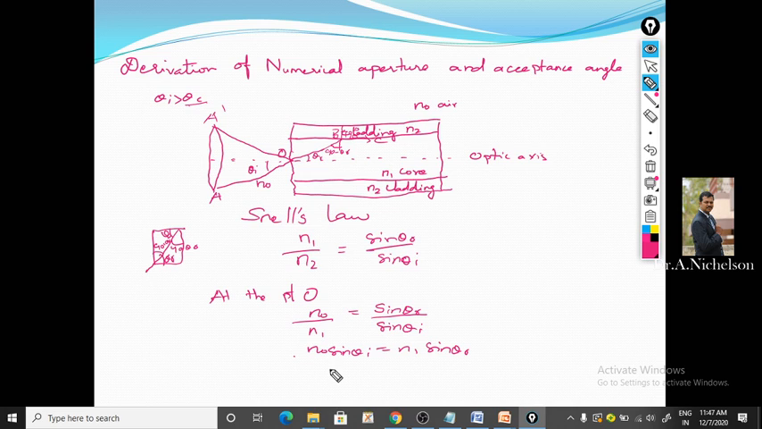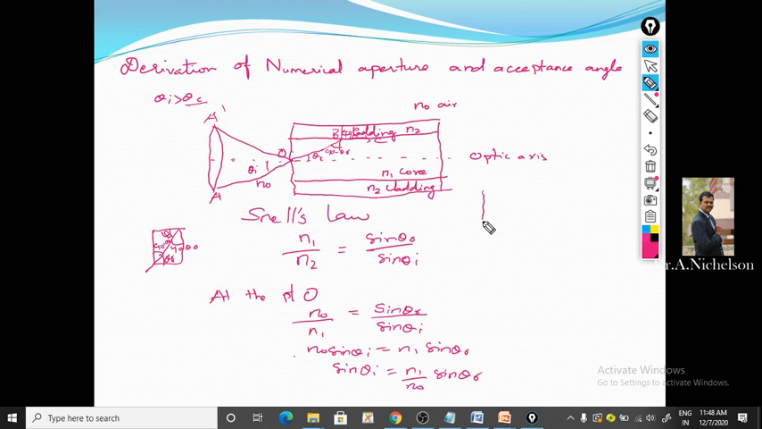So here we can have sin theta I is equal to n1 by n0 into sin theta r. Now here, what about the next step?